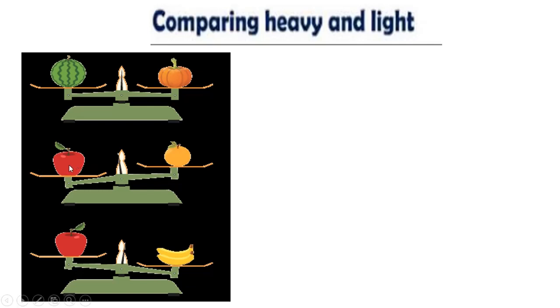So here, apple and orange. The orange plate is up and the apple plate has come down. That means the apple is heavier than the orange. So here, apple and banana. Which is heavier and which is lighter? The lighter object will stay up and the heavier object will come down. Two bananas are heavier than one apple.